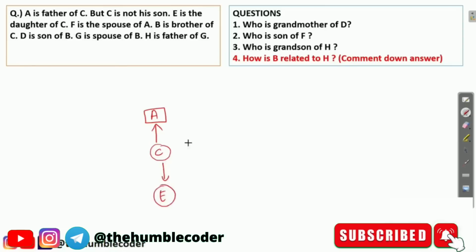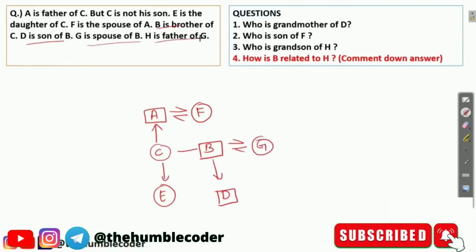F is the spouse of A, and B is the brother of C. D is the son of B, and G is the spouse of B, and H is the father of G. So for now we have created our family tree diagram.